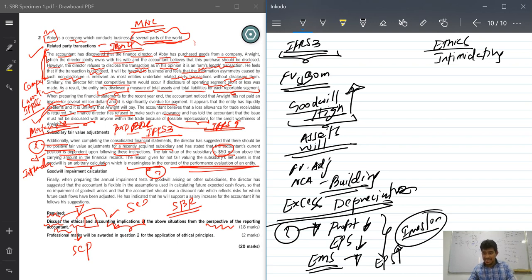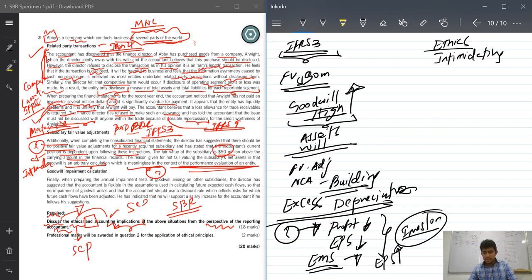IFRS 3 clearly mentions that assets should be valued at fair value of net assets and fair value of investment. The difference between that gives you the goodwill calculation. So here the fair value adjustment is ignored, which is incorrect. Therefore, this should be added back. And if it is added back, the EPS will come down and the assets will be understated. In other words, it will be showing a true and fair view.